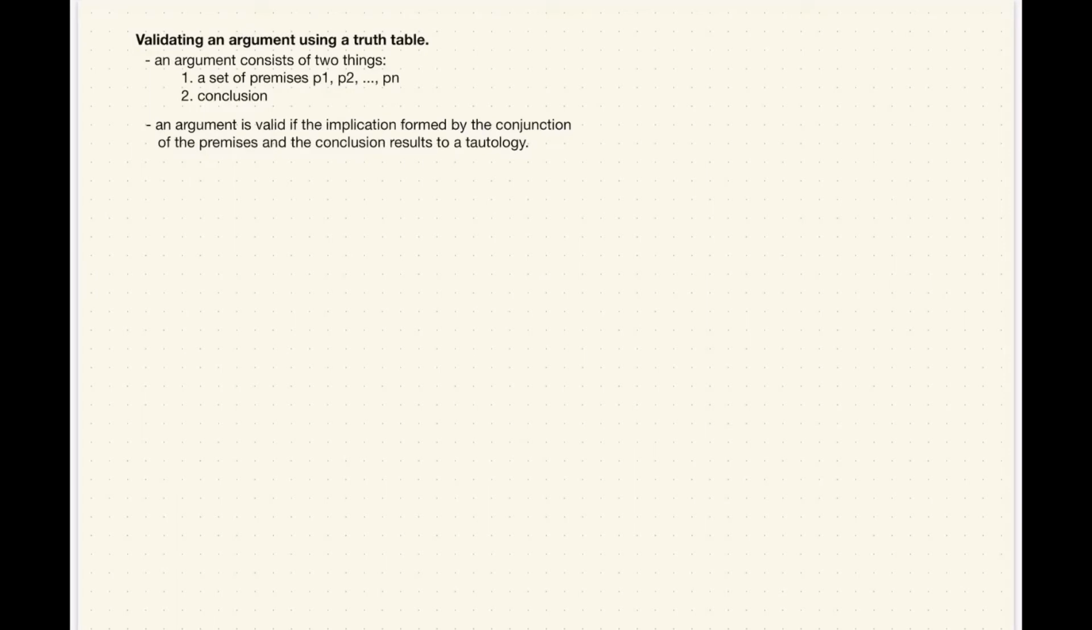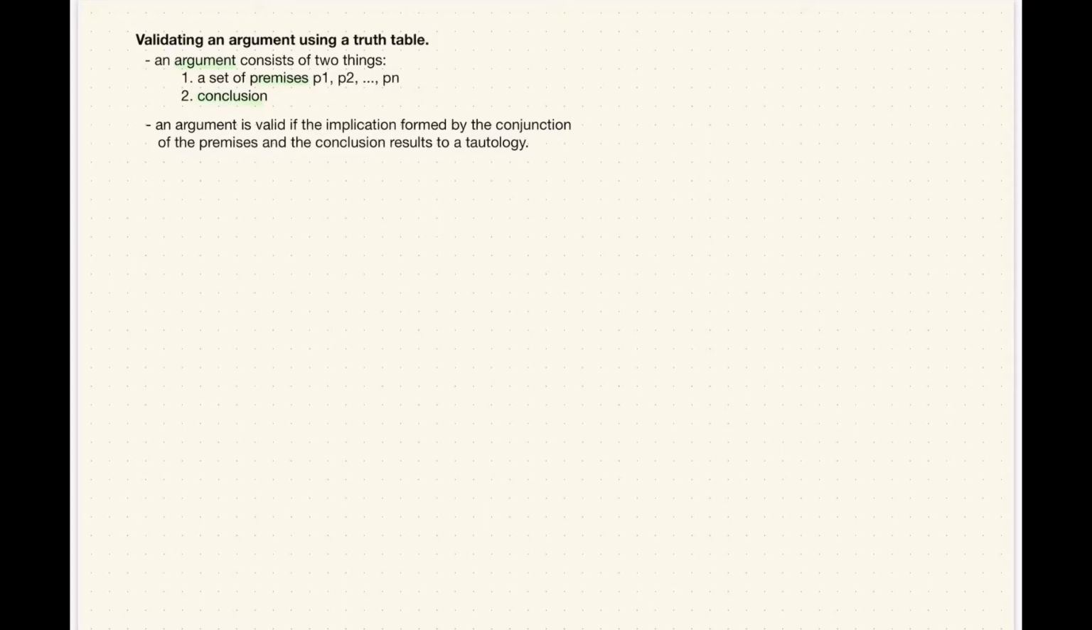Okay, so this time we'll be evaluating the validity of an argument using the truth table. We'll use an example to illustrate this. So first, let's try to define an argument. An argument consists of two things: a set of premises, P1, P2 up to Pn, so n premises, and a conclusion. So we have an argument, premises, and conclusion.